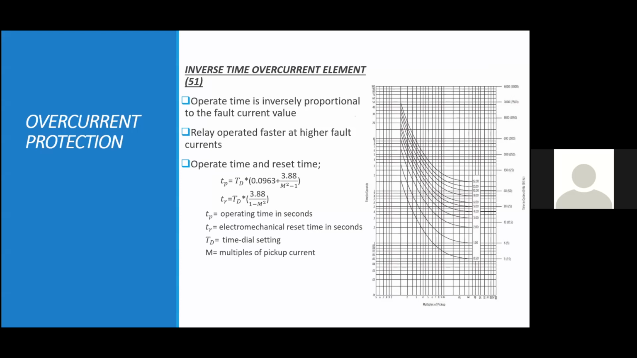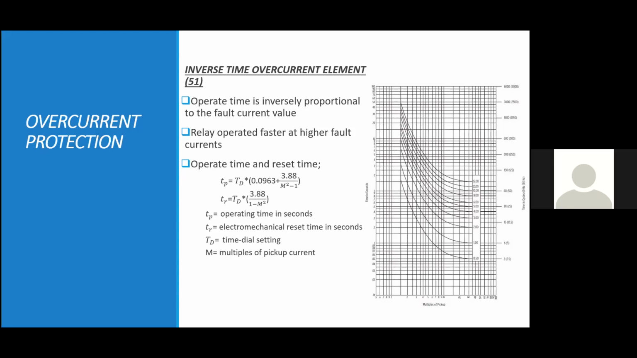And the last one for the overcurrent protection is the inverse time overcurrent element, which is the 51 element. So this is a more secure kind of overcurrent element. The operate time is inversely proportional to the fault current value, and as the fault current increases, the relay operation time decreases. So it's inversely proportional.